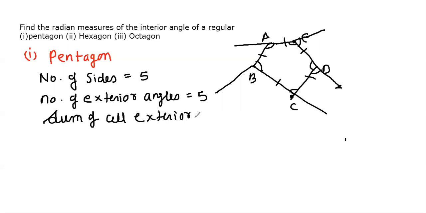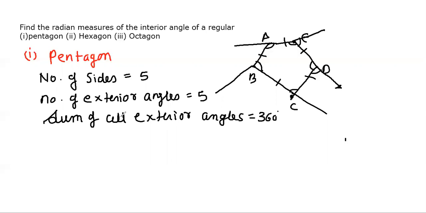I'll tell you the sum of all exterior angles, whether it be any figure, a pentagon, hexagon, any figure. The sum of exterior angles is always 360. Please remember this. The sum of all exterior angles of any figure, whether it be triangle, pentagon, hexagon, octagon, anything, is always 360 degrees.